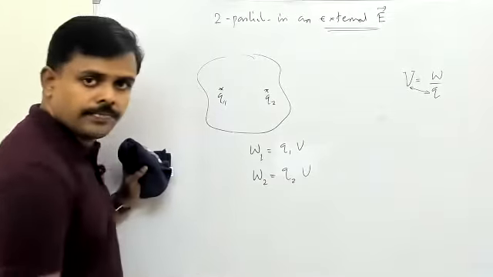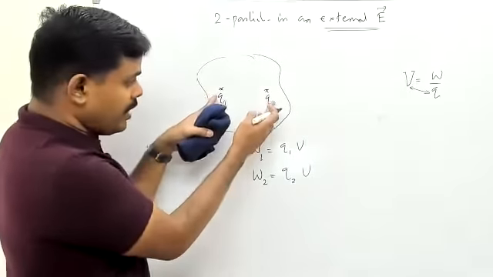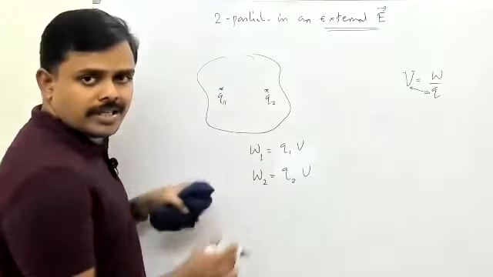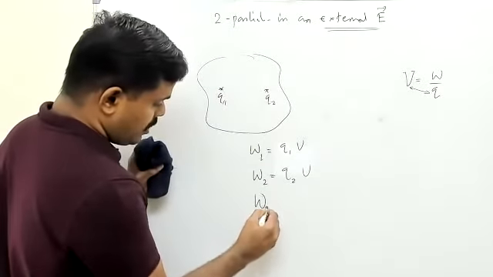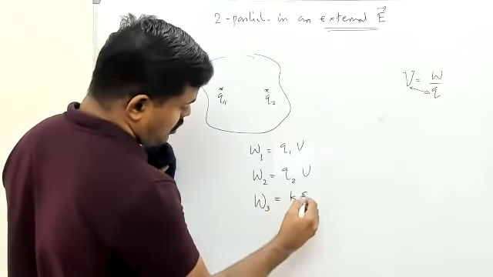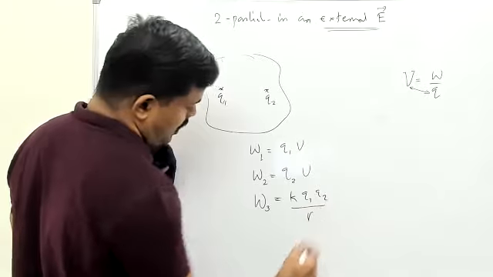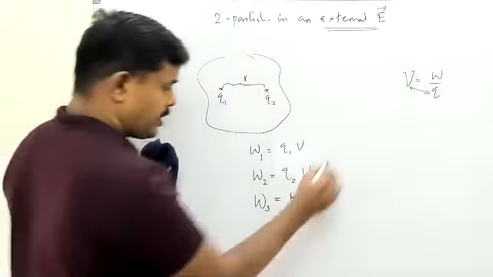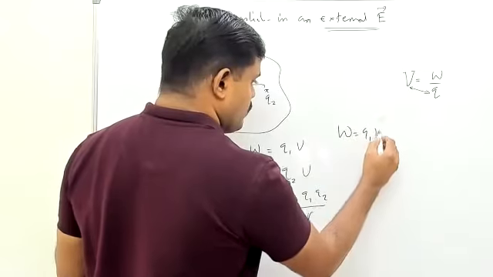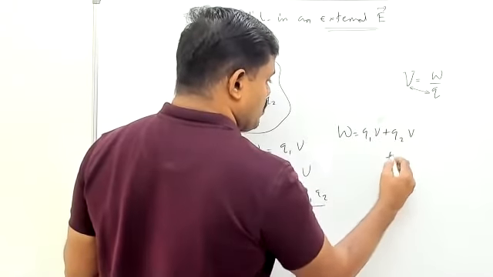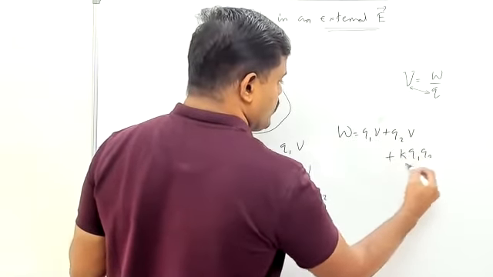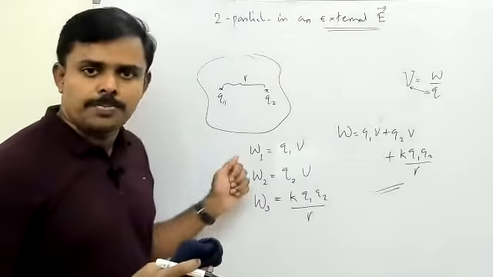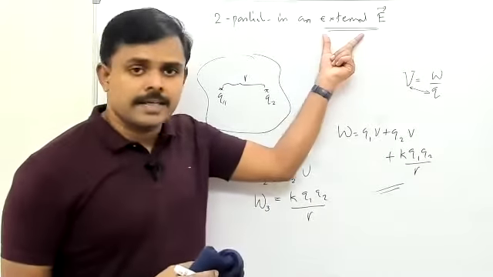And then when Q2 is brought in, Q1 is already there, so between them there is a potential energy. I can call that W3. That is 1 by 4 pi epsilon 0 Q1 Q2 by R, because the distance between them is R. So what is the total work done then? Q1V plus Q2V plus K Q1 Q2 over R. This is the equation for potential energy of a two particle system in an external field.